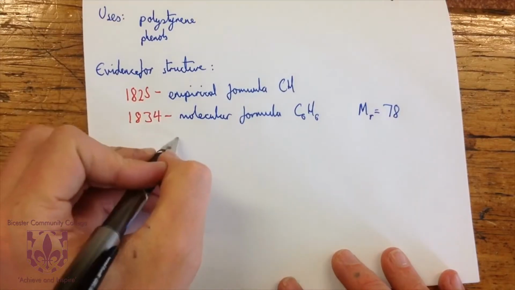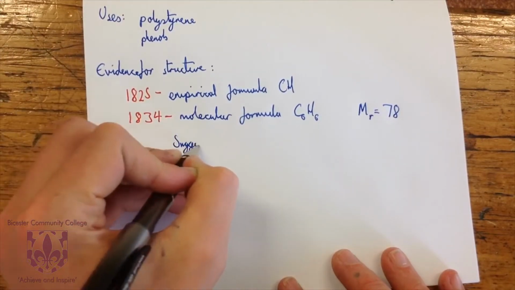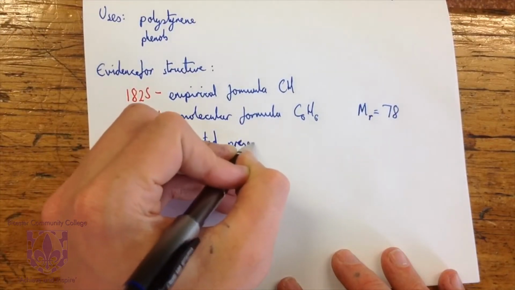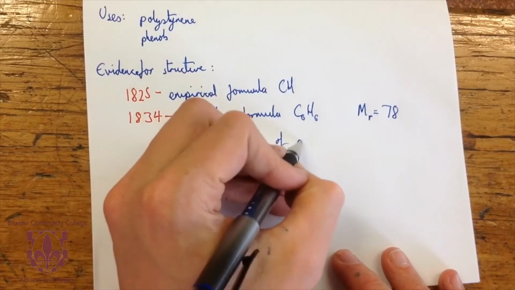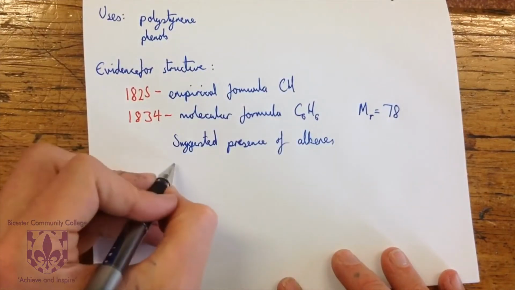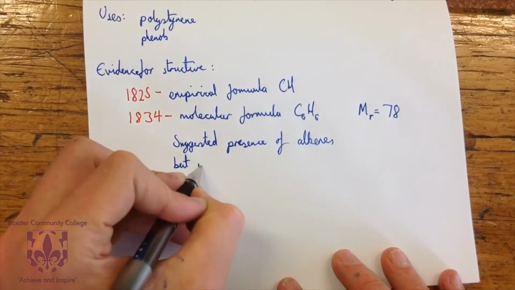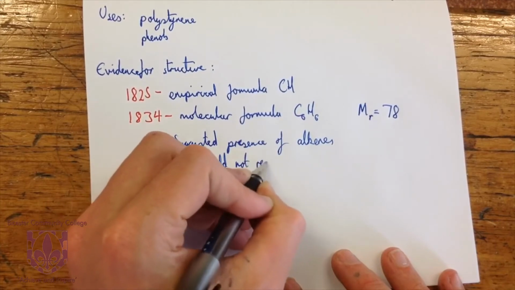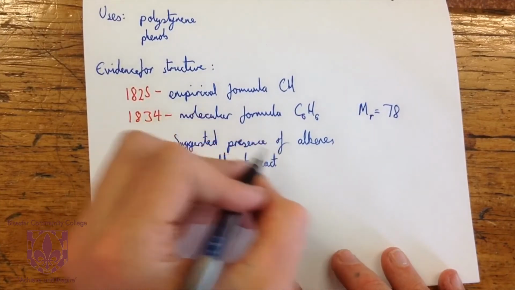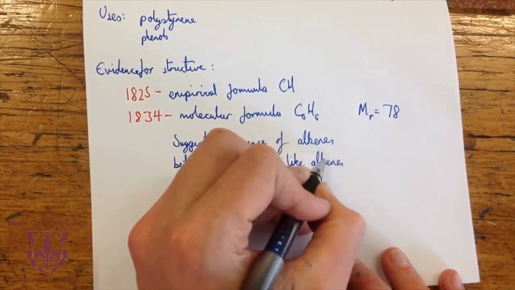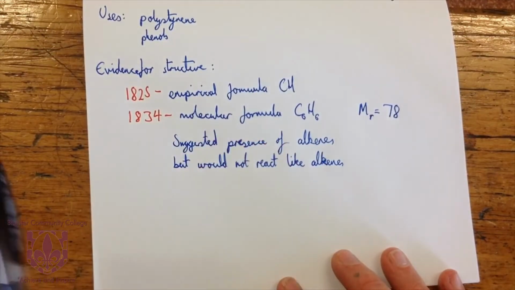This suggested the presence of alkenes, but people had already discovered alkenes by now, and the difference with benzene is that benzene would not react like alkenes. So the classic reaction of alkenes is decolorizing bromine water, and benzene didn't do this.